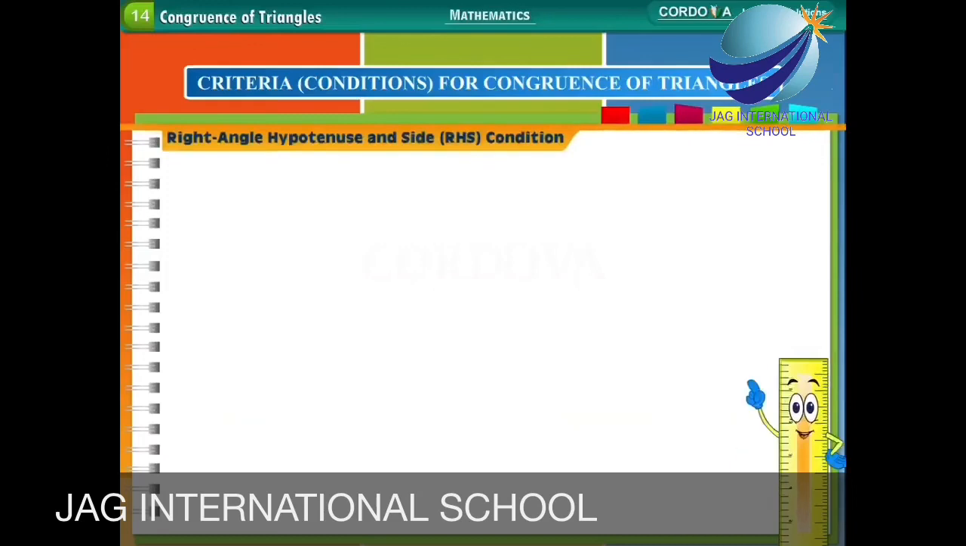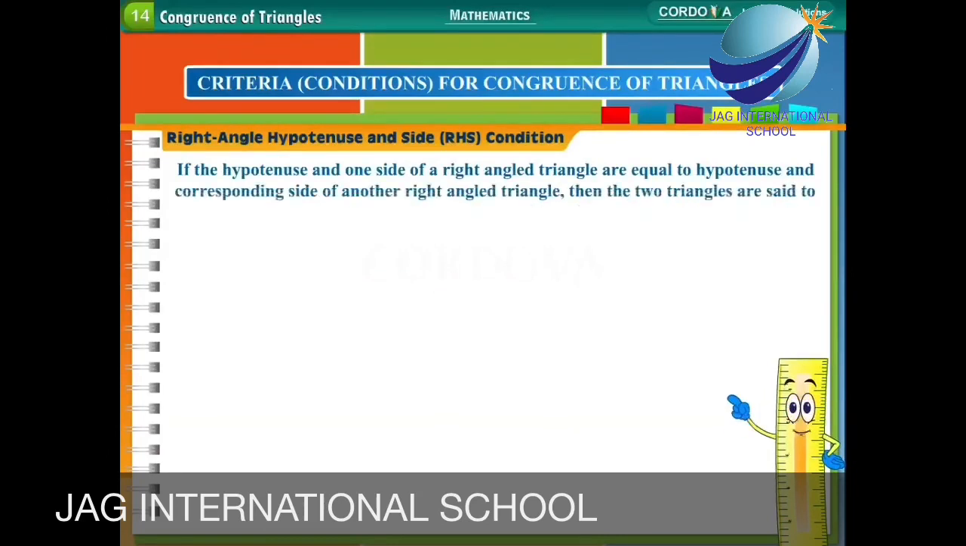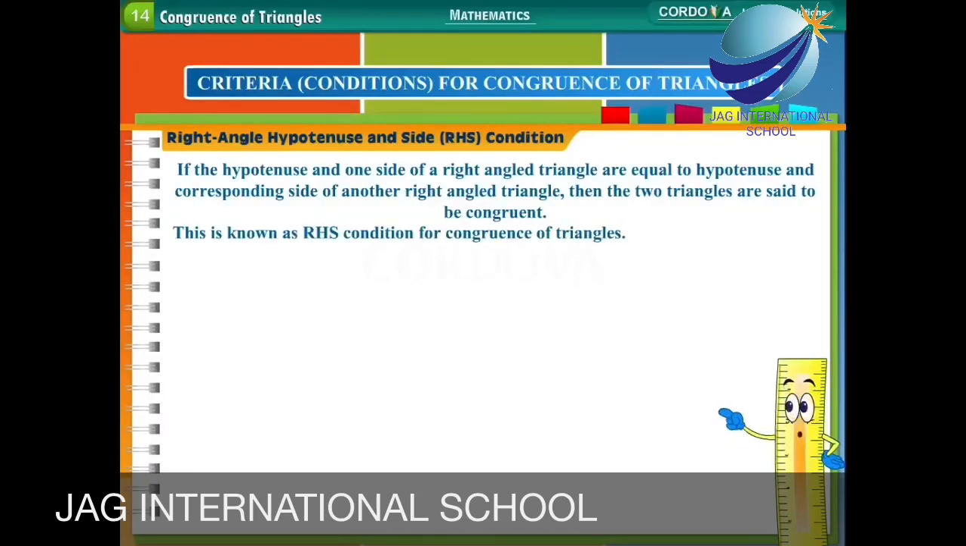Right angle hypotenuse and side, RHS condition. If the hypotenuse and one side of a right-angled triangle are equal to the hypotenuse and corresponding side of another right-angled triangle, then the two triangles are said to be congruent. This is known as RHS condition for congruence of triangles.